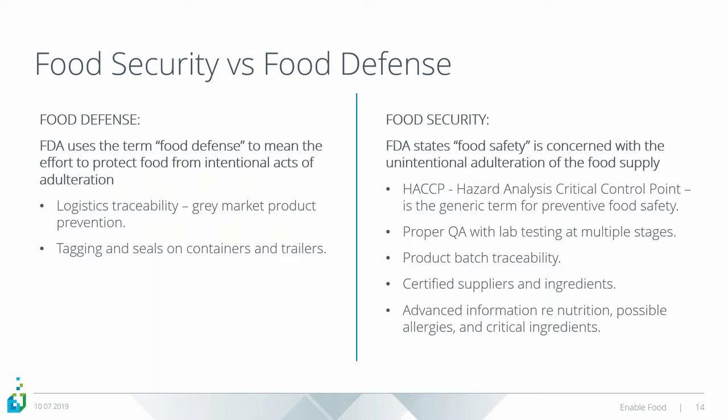Whereas food safety is concerned with the unintentional adulteration of the food supply. So you've got some of these regulations like the hazard analysis critical control points. It's a generic term for preventive food safety. So most food manufacturers, certainly all the mainstream ones, are extremely careful about quality and safety and making sure that people's hygiene is high.